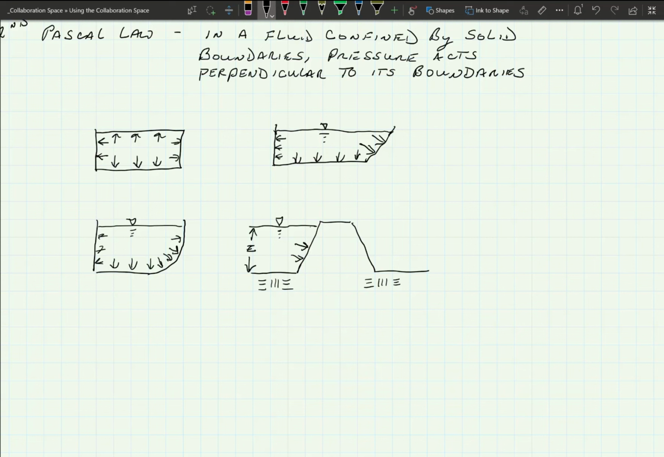We like to look at dams. Okay. I can't think of a greater civil engineering project than a dam. And they're never just a vertical wall.